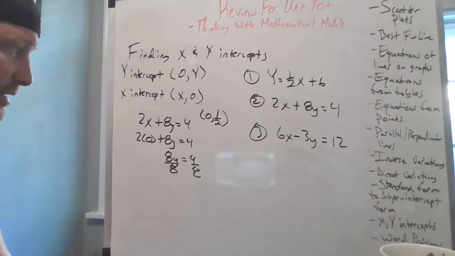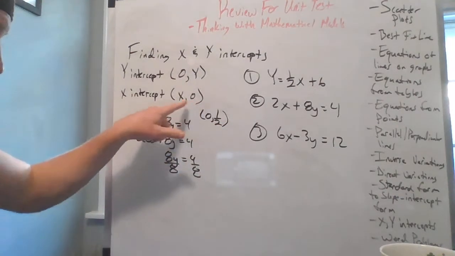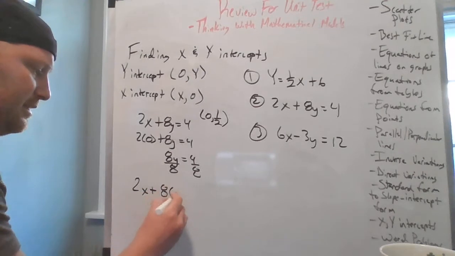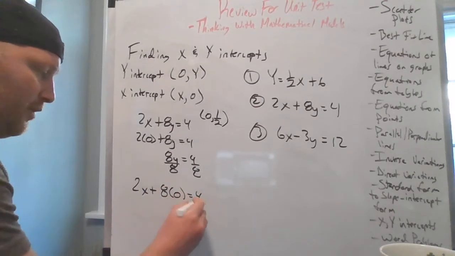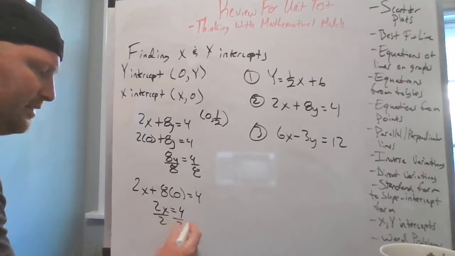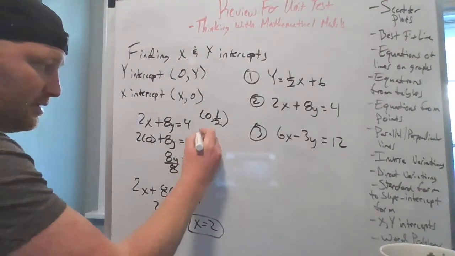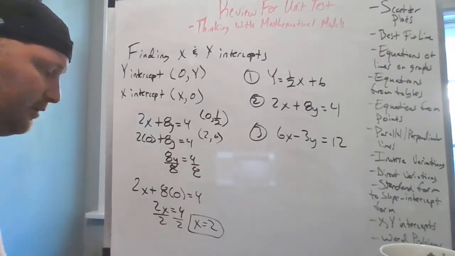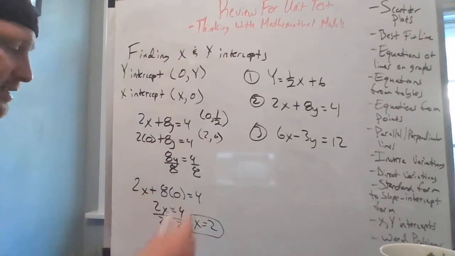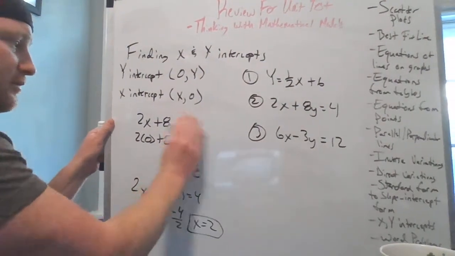So now again, if I want to find my x-intercept, replace y with 0, like it says right here, and then find the x. So 2x plus 8 times 0 equals 4. 8 times 0 is 0. 2x equals 4, divided by 2, top and bottom. x equals 2. So your x-intercept is going to be 2, comma 0. It's as basic as that. Pause me, take notes. That's a 0, not a 6, by the way. Last one but not least, number 3.